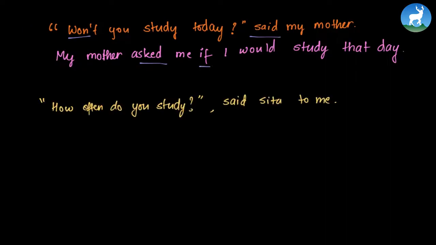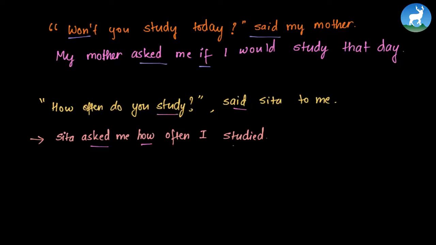Another example, "How often do you study?" said Sita to me. This is a direct interrogative sentence. We change it into indirect form by saying, Sita asked me how often I studied. Here, said is converted to asked, and since it does not start with an auxiliary verb, we put how, and since the reporting verb is in past tense, we change the verb in the sentence, study, to the past form, studied.